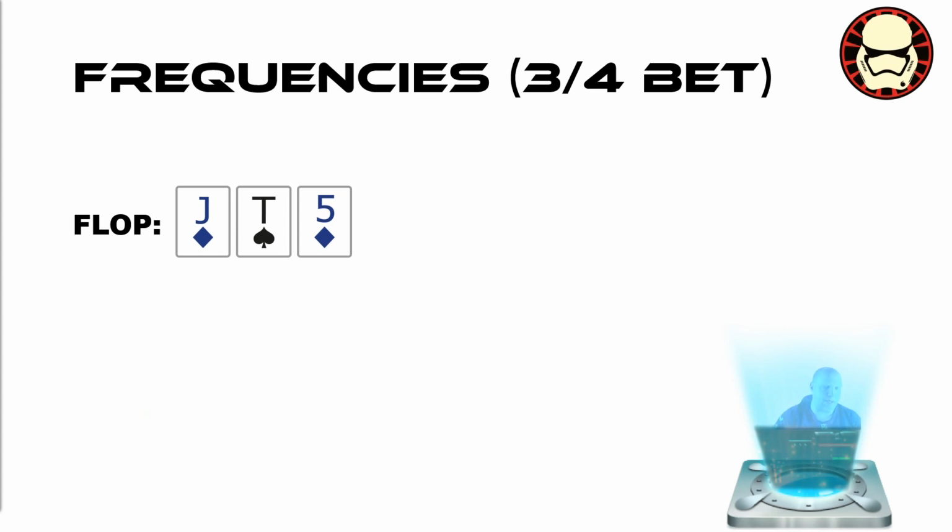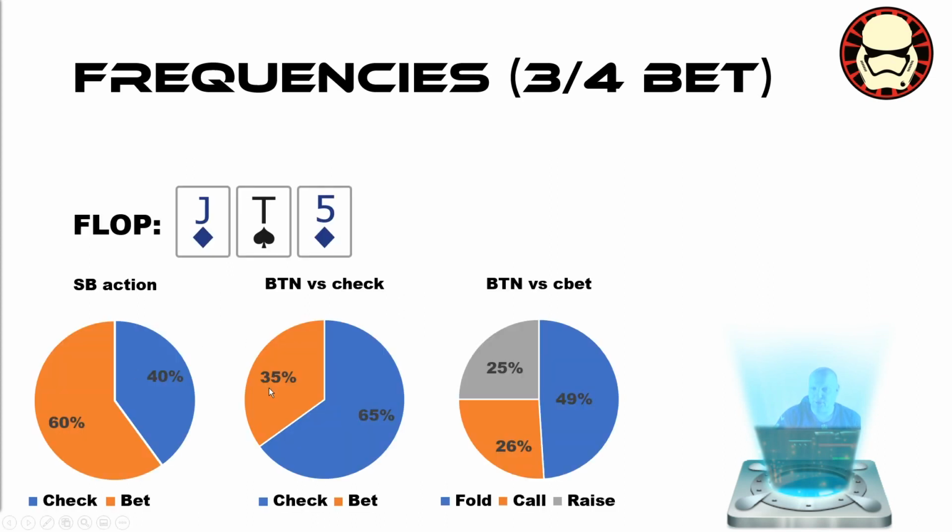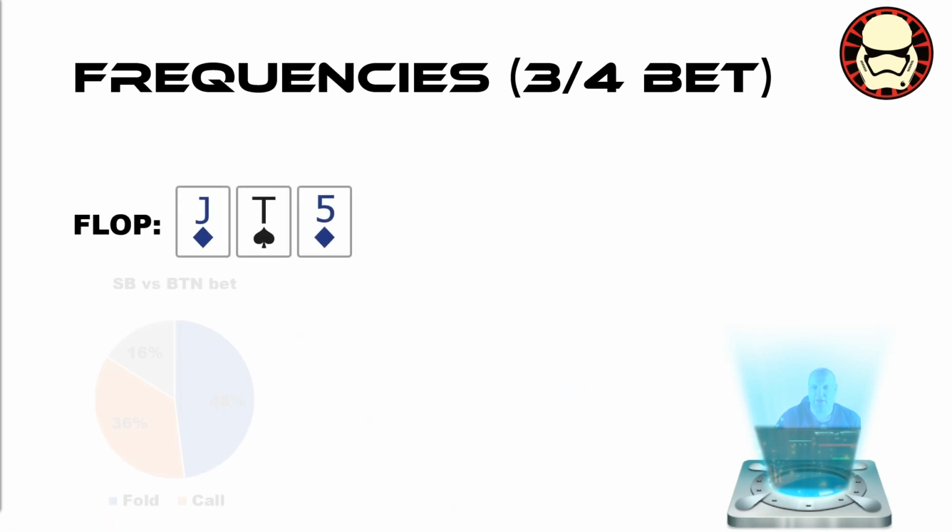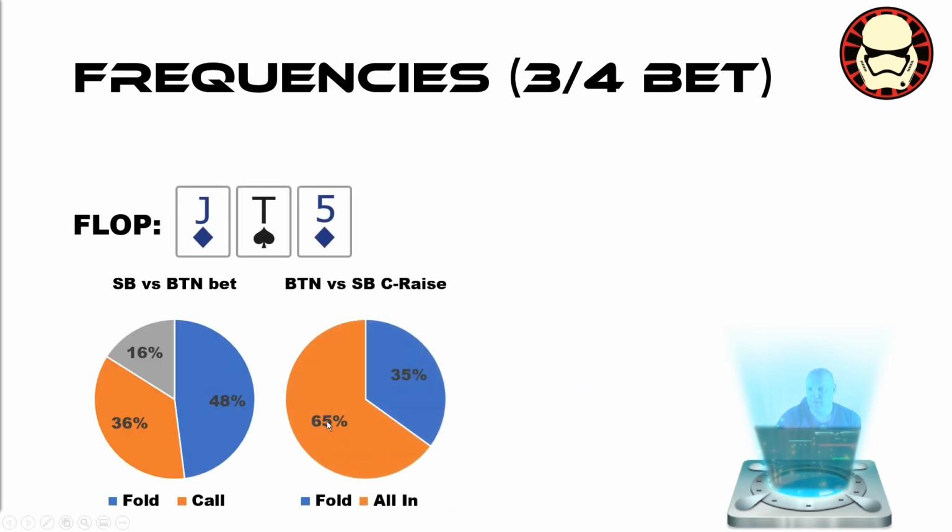And if we go back a little, we can see that versus a check, the button is betting 35%. And out of that 35%, 65% is going all in, so around 25% or so. So if the button bets, then it's going to stack off 2 out of 3 times. It still has 35% of bet-folding hands, which are bluffs mostly.